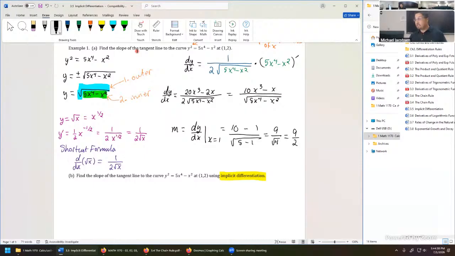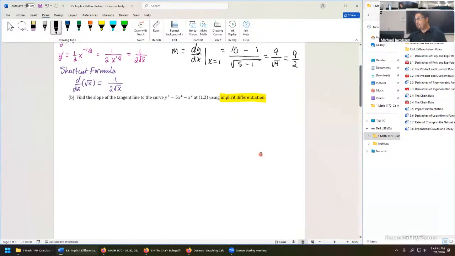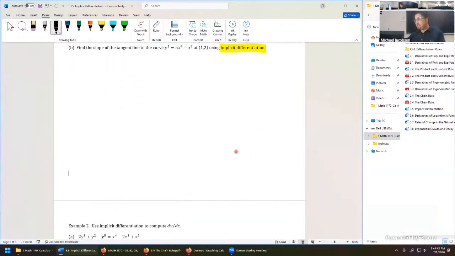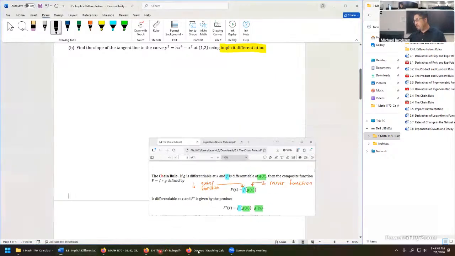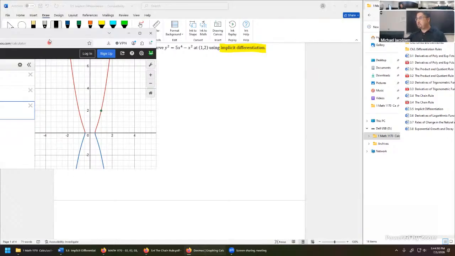Okay, now the implicit differentiation way. Let's get some clean space to focus on what's going to go on with this one. And wrong tab, I have too many tabs open. Let me pull this open again.